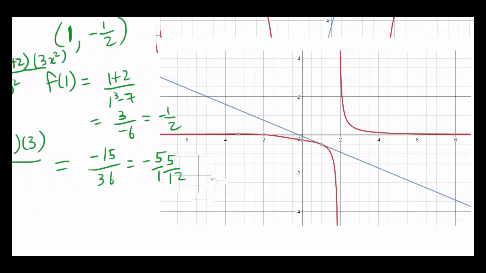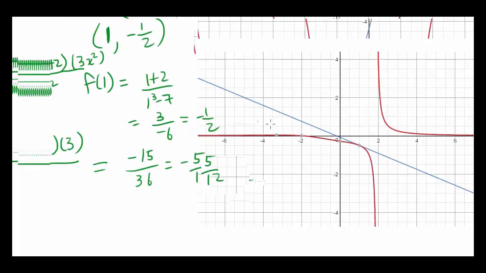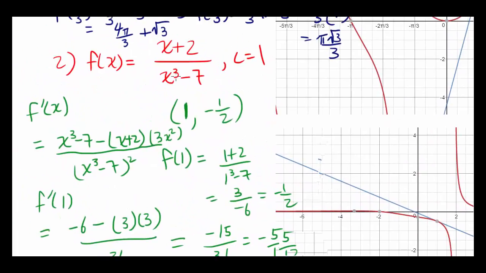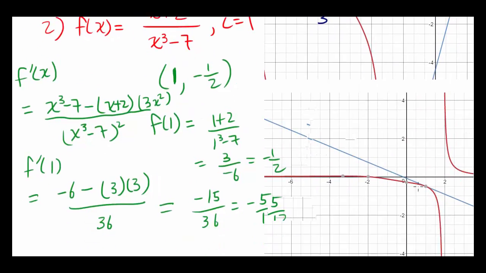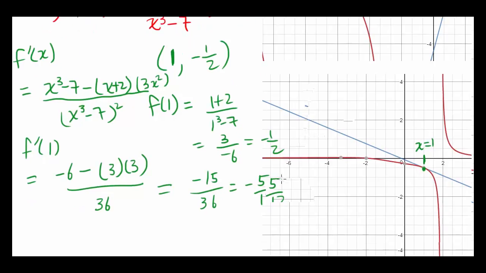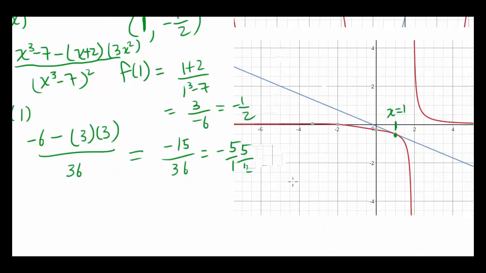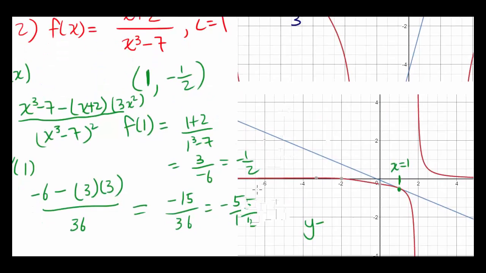And this is also the graph from Desmos.com. The red one is the graph of y equals x plus 2 over x cubed minus 7. And this blue line you see is tangent to the graph at x equals 1. And we can now find the equation of this line. It's going to be y minus y1. What's y1? y1 is minus 1/2. So we can say y plus 1/2 is equal to the slope. The slope is going to be negative 5 over 12 times x minus x1, which in this case is 1. That's going to be the equation of the blue line.